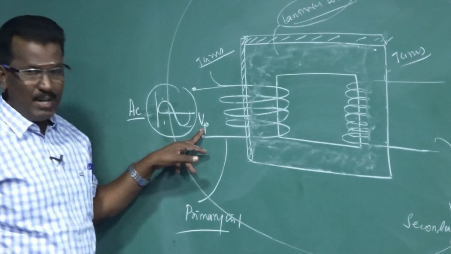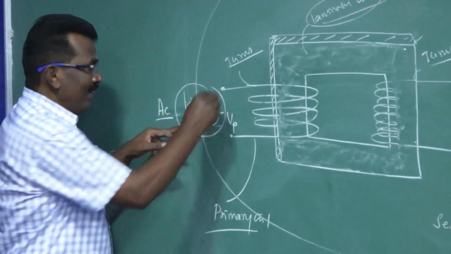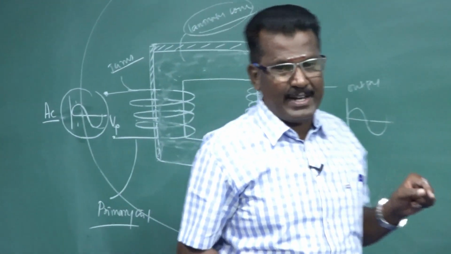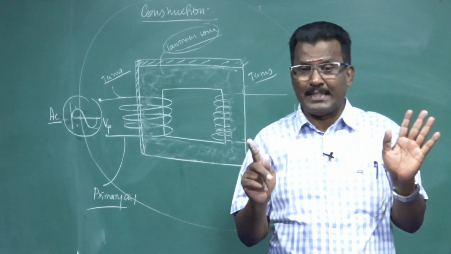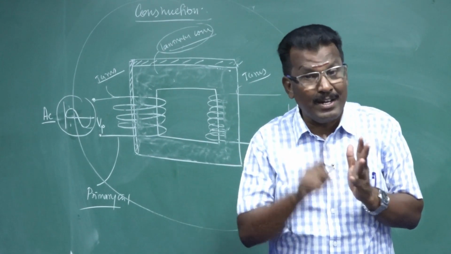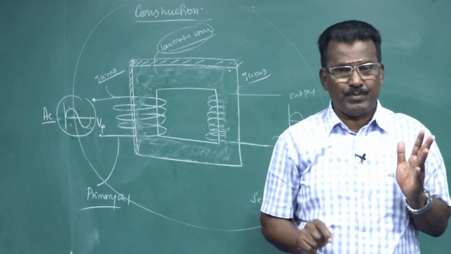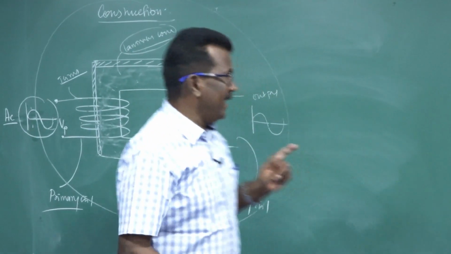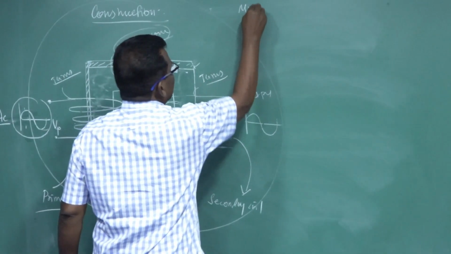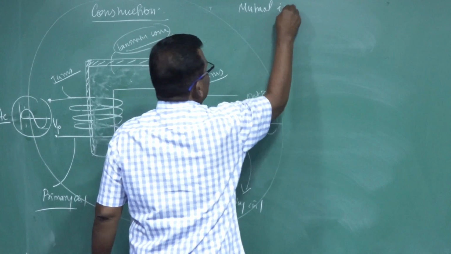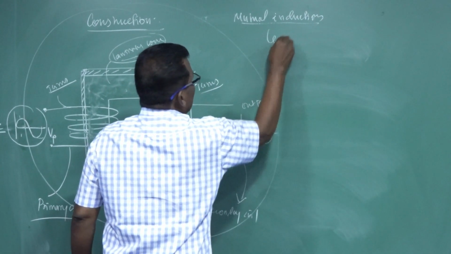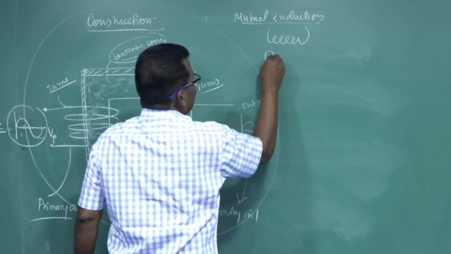Vp represents the input voltage. We have already studied self-induction, mutual induction, and electromagnetic induction. What is electromagnetic induction? Whenever there is a change in the electric lines of force or flux linking with a coil, EMF is induced. In this case, we have already studied mutual induction. So this is one coil, and here is another coil.